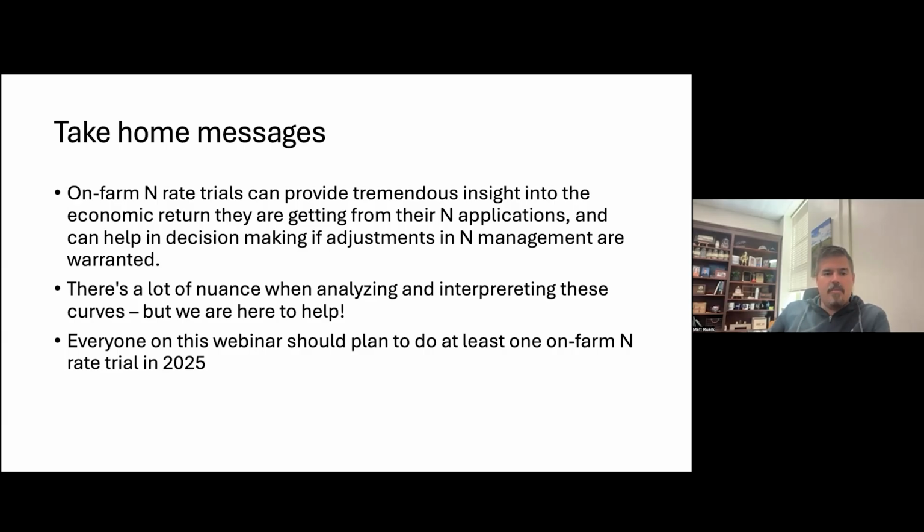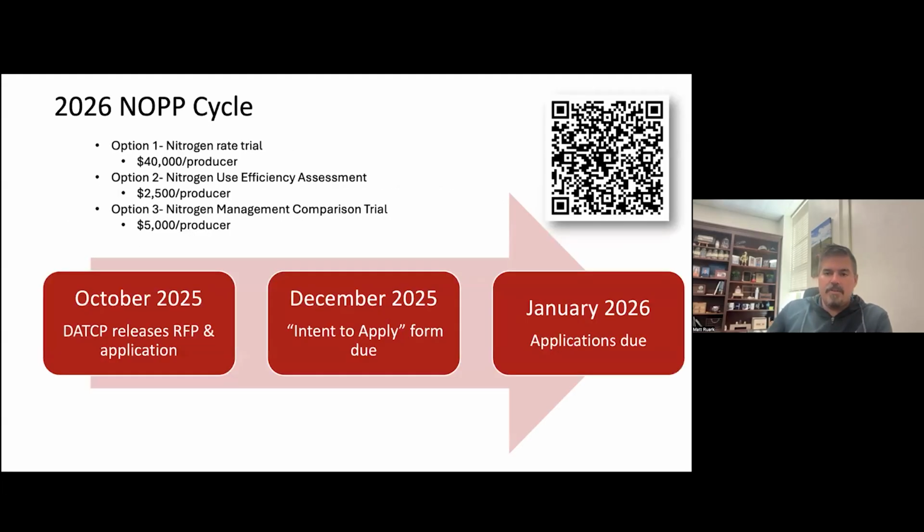And then the last take-home message is that I think everyone on this webinar should plan to do at least one farm N rate trial in 2025. Well, let's start planning to do it in 2025. Let's run them in 2026. And to put that in context, there's funding out there for this, right? If you're working with crop consultants, or if you are a crop consultant working with farmers, consider applying for these grants. There's a lot of funding out there.